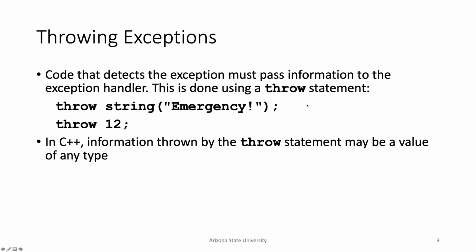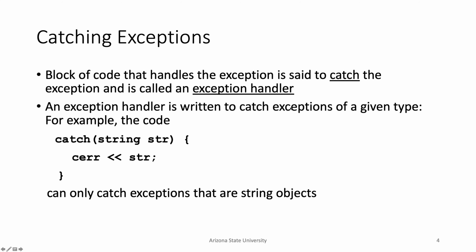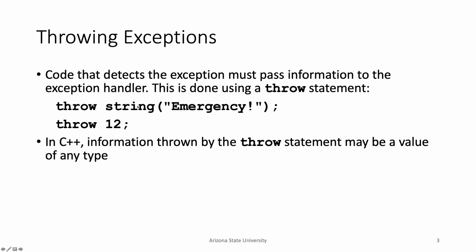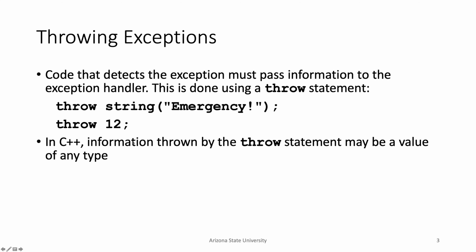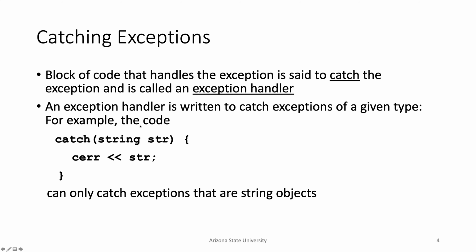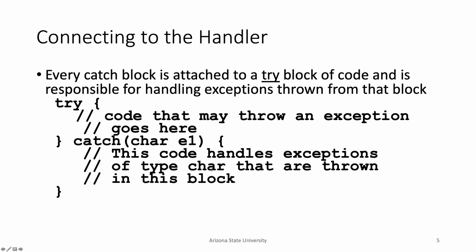So in this first case, if we threw this string right here, then we'll go into this catch statement right here. So if the throw statement right here is in the try block, then we go into this catch statement. If instead we throw the 12 here, then we don't go into the catch statement because it's expecting a string here. If we had another catch statement here that corresponds to integers, then we would go into it. So these things are, of course, the exception handlers. So this is what happens.